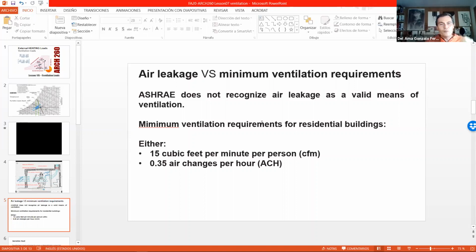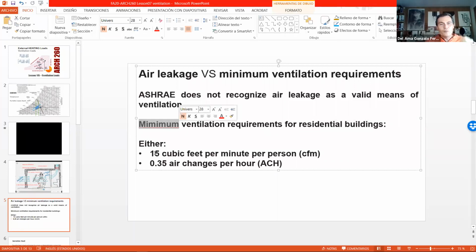So for residential buildings, the minimum ventilation requirement, and I highlight minimum, is 15 cubic feet per minute per person. This is what I told you before. If it's 20, it's fine. But in residential buildings, the minimum is 15. In other buildings, the minimum is 20. But if you use 20 in residential buildings, that's fine. Or we have the concept of air changes per hour.